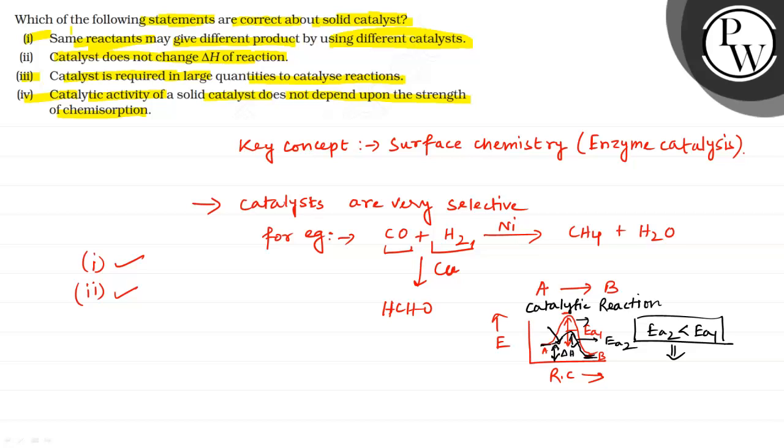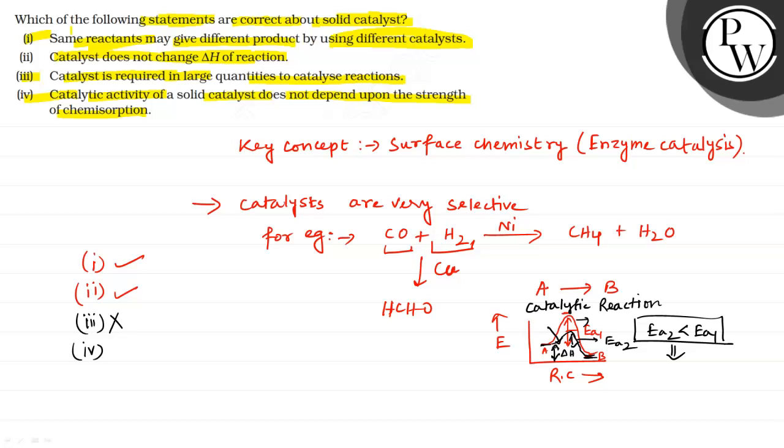That is absolutely correct. And option 3, catalyst is required in large quantities to catalyze the reaction. This is a wrong answer, because a catalyst is generally used in very low amounts, as it is not consumed in the reaction. रिएक्शन में कंज्यूम नहीं होते, इसको फिर से यूज किया जाता है, कैटलिस्ट फिर से यूज होता है. So a very low quantity is used.